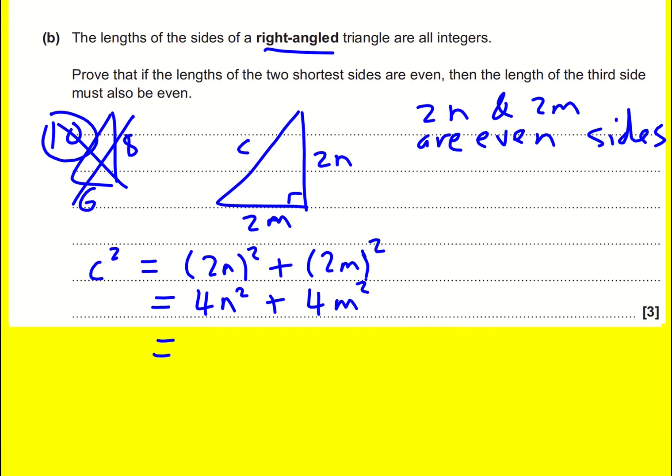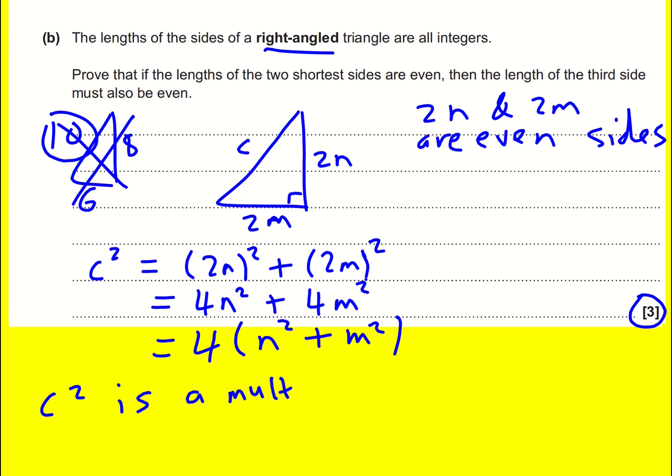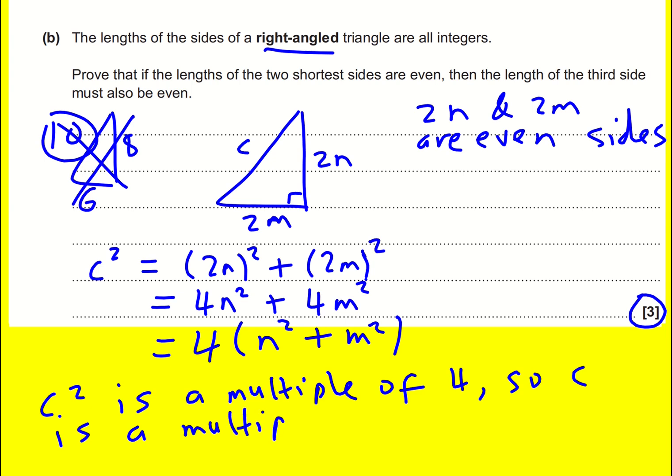Well, actually, the mark scheme allows you to say, therefore, c is even from this, and you get all 3 marks if you just write that down. But I personally don't think that's convincing enough, and I would hope to see a bit more. At the very least, I'd like to see it factorized, and then say c squared is a multiple of 4. So c is a multiple of 2. Even.